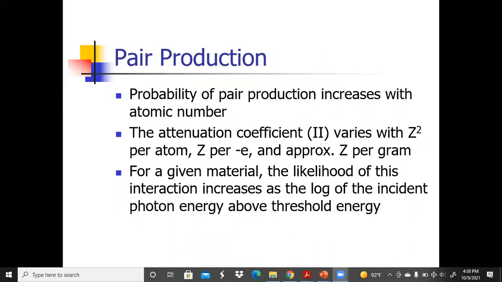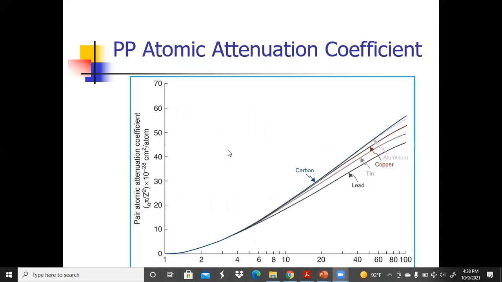Probability of pair production increases with the atomic number. The attenuation coefficient varies with Z squared per atom, Z per electron, and approximately Z per gram. So for a given material, the likelihood of this interaction increases as the log of the incident photon energy above threshold energy, which is what you're seeing here. This is a semi-logarithmic graph, and you're seeing the atomic attenuation coefficient go up as the atomic number goes up, a gradual increase here.